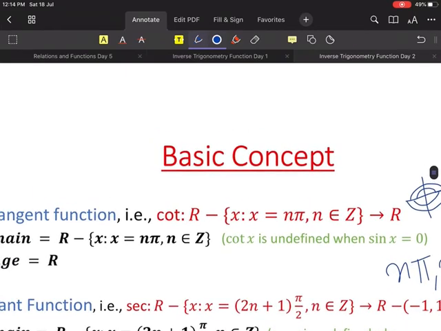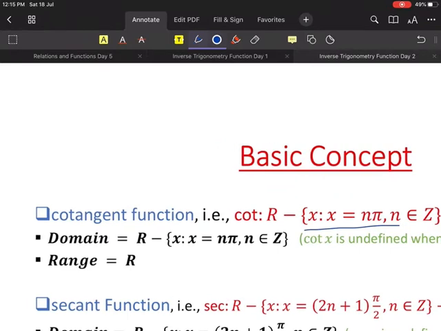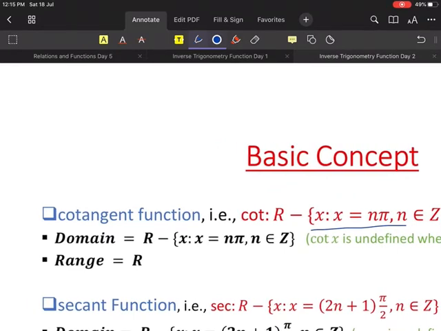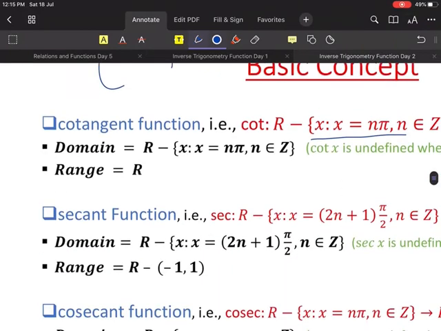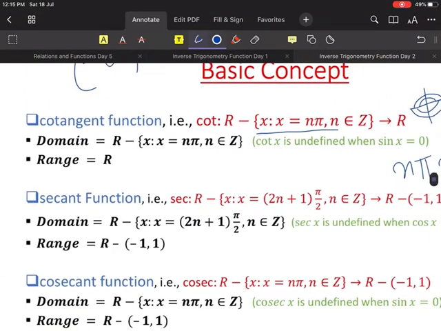So look here, the domain is R minus x equal to n pi. Why am I subtracting this portion? Because at this portion cot becomes undefined. Have you understood about the domain? All real numbers except x equal to n pi are rejected. But the range is R, where R means from minus infinity to infinity. This is the meaning of R. Clear?